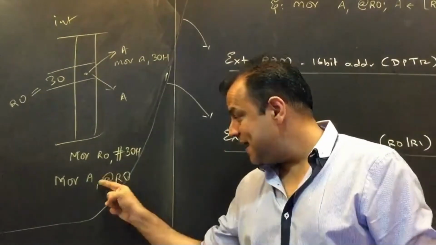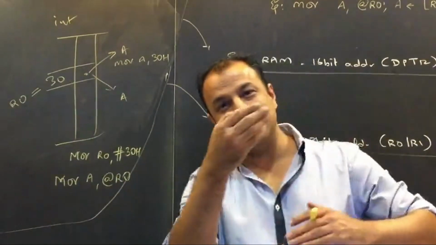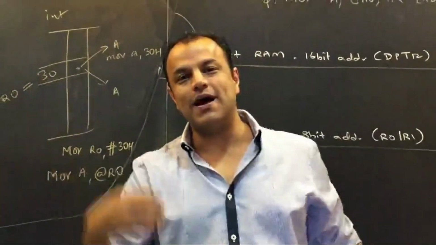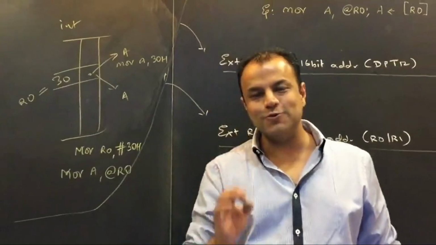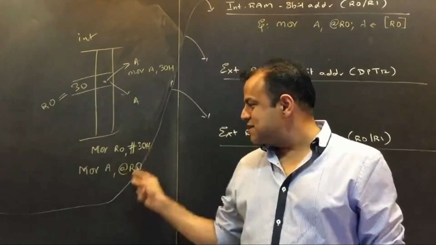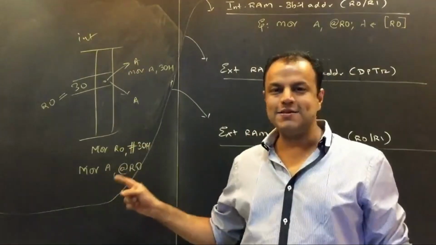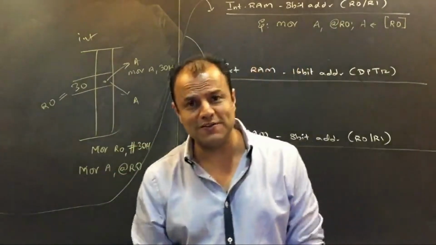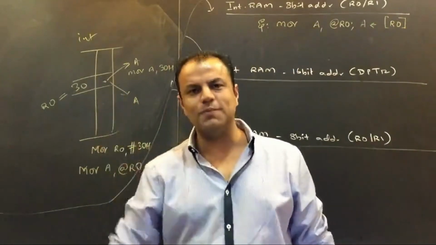Who gets what? A gets the data from the location pointed by R0. Means the location whose address is given by R0. Since R0 is 30, A gets the data from location 30. Tell me, did you understand this? No? No problem. I'll repeat it.